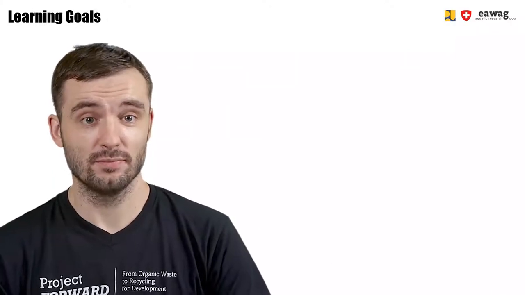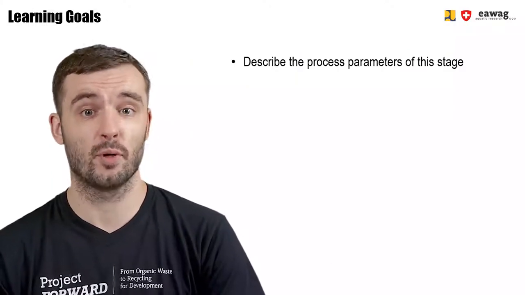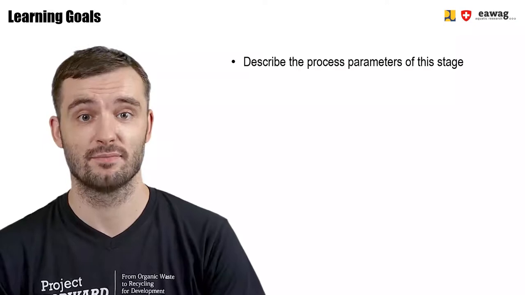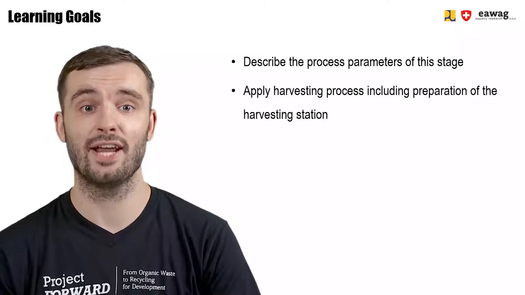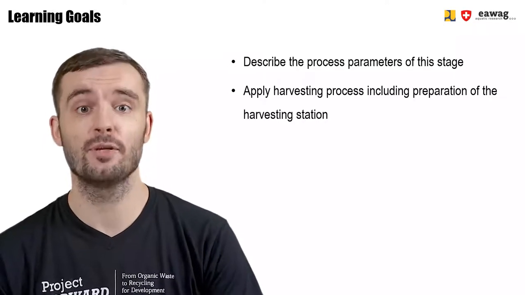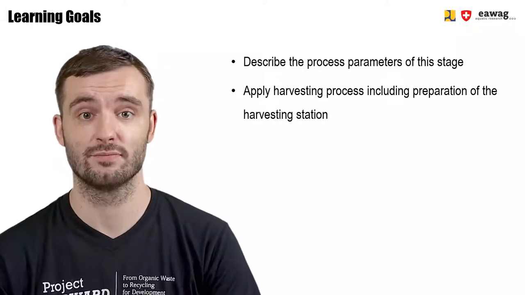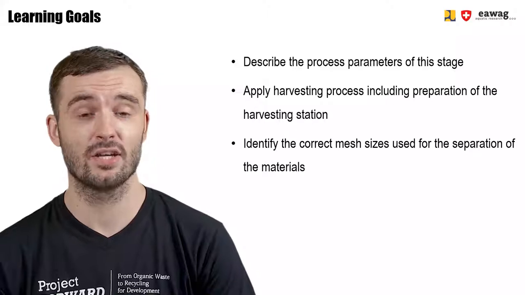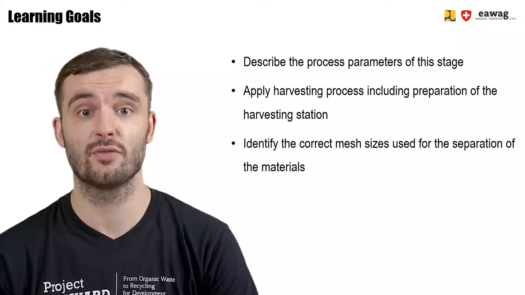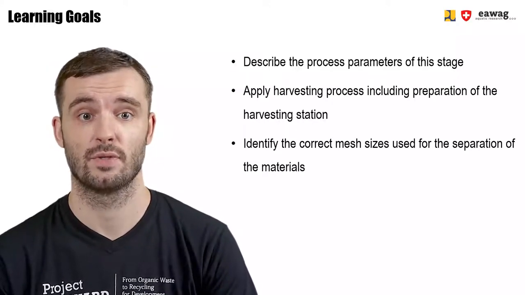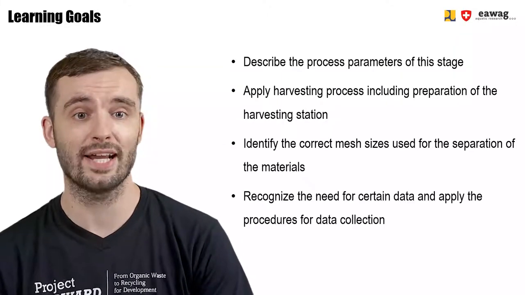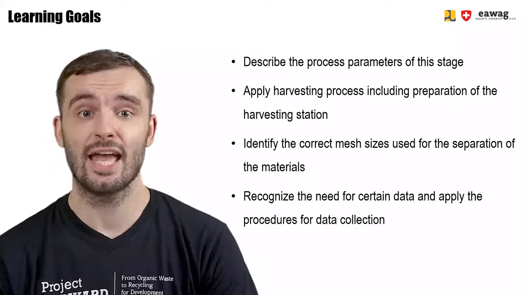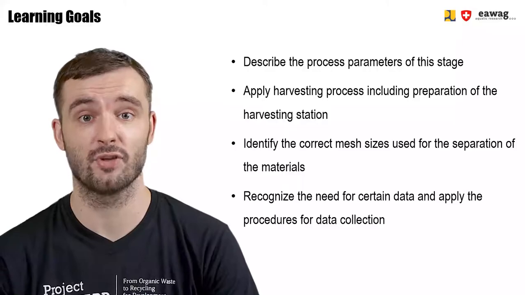After watching this module, you'll be able to describe the process parameters of this stage. You'll also be able to apply the harvesting procedure, including the preparation of the harvesting station. Then, you'll be able to identify the correct mesh size which is used for the separation of the different material sources. Lastly, you'll be able to recognize the need for certain data and apply the procedures for the collection of this data.